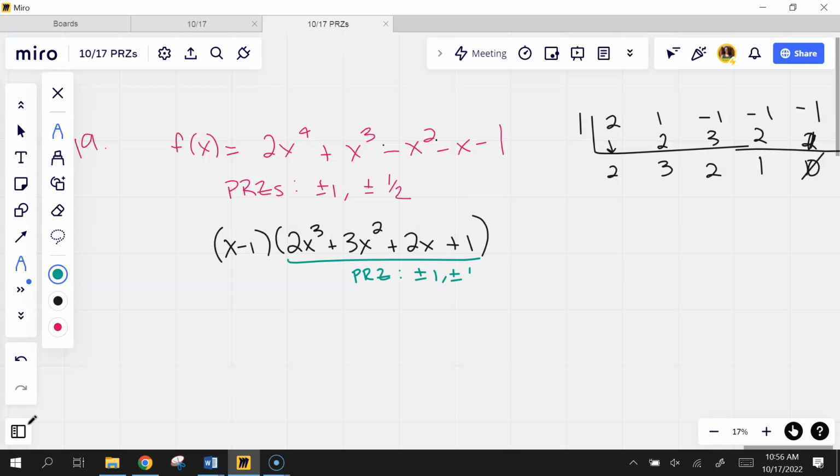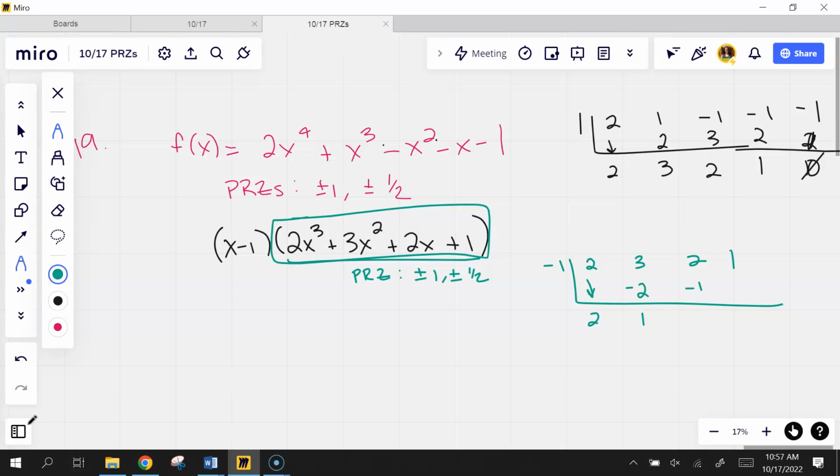It's the same PRZ, by the way: 1 and 1/2. I've already used 1. Chances are it's not going to be 1 again, so I'm going to move on to maybe -1. But I'm not using this original one anymore. Now I'm just using this one. I use +1. All right, 2, 3, 2, 1. I hope this doesn't work. Oh, we keep getting very lucky.